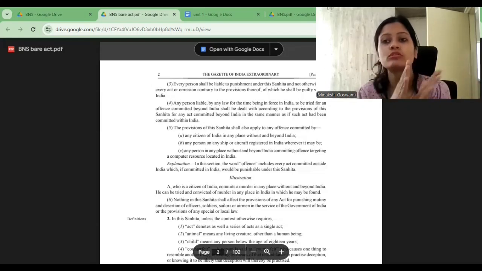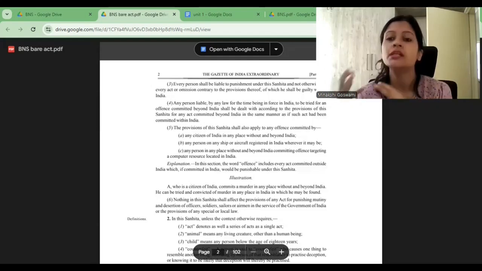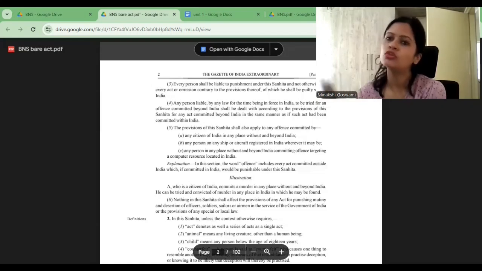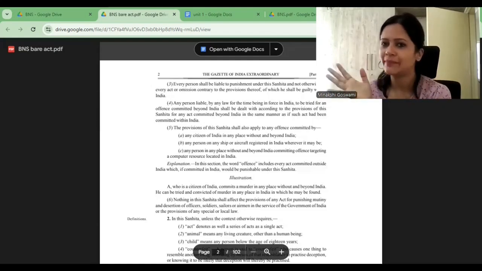So basically, BNS also talks about a saving provision that if for military, army, navy, etc., some specific laws are there, those will be applicable, like a saving provision. Those laws will remain as they are. Same for if there are some local laws applicable to a specific group, community or a tribe, those would be applicable to them.